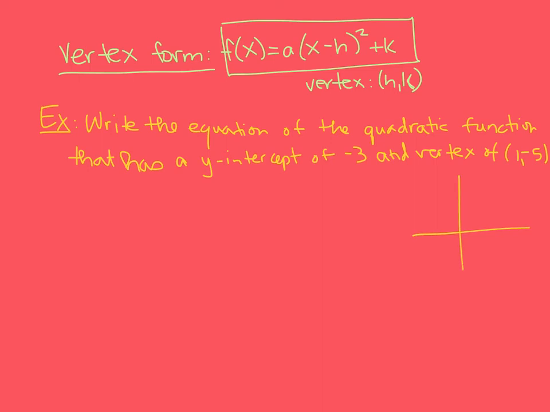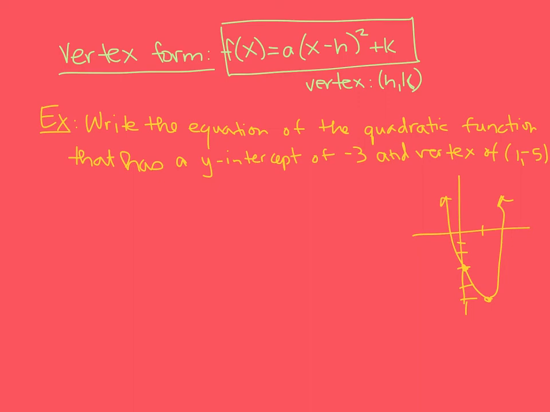That often helps me know if it's opening up or down, because there's a lot of places where you can make mistakes on this. So I know that I have the vertex at (1, -5). I know that my y-intercept is at -3. It's going to look something like this. So that'll just kind of help you out a little bit, knowing what the graph might look like. We can already tell that the a is going to be positive, so that's something helpful to know.